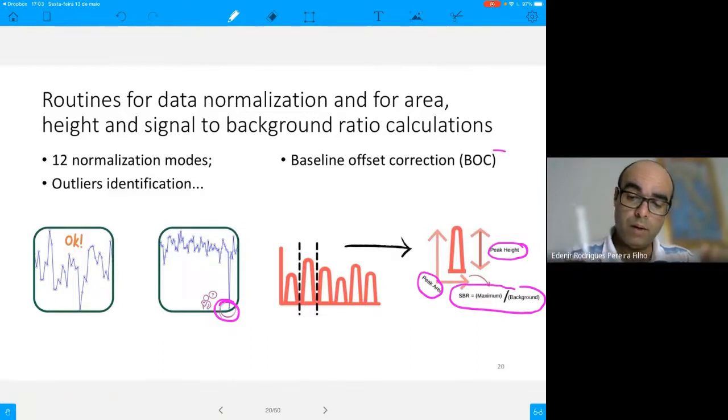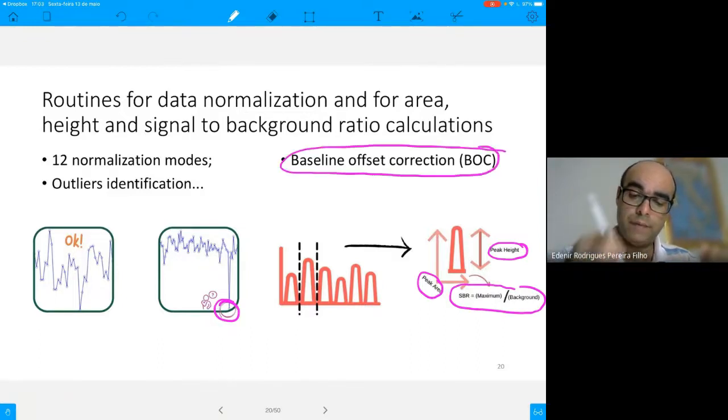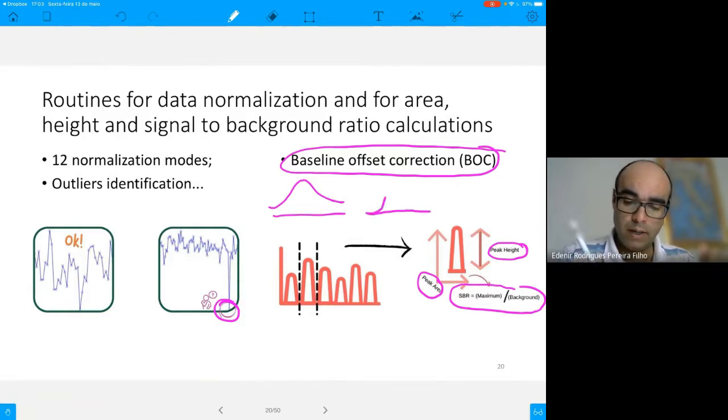We perform also a baseline offset correction. For instance, the sample has a spectrum like that, and after BOC, we are performing a baseline offset correction of the data.